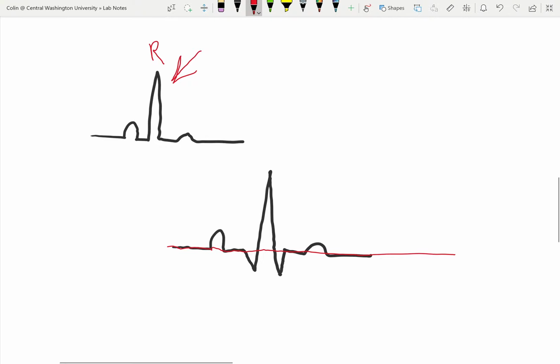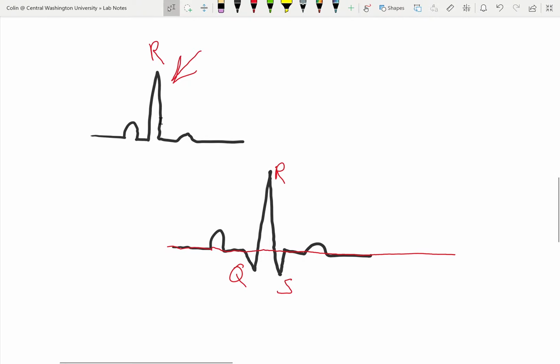Now do you see the first negative, the first negative triangle right here? That is the Q wave. Then we have this positive triangle. That is the R wave. And then we have this second negative triangle, and that is the S wave. So in this morphology right here, we actually have a QRS, an actual QRS complex.